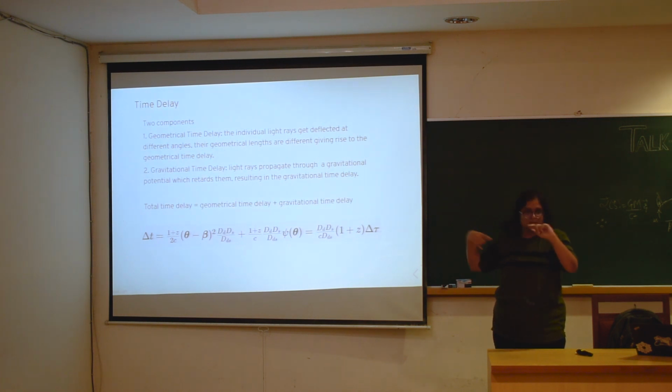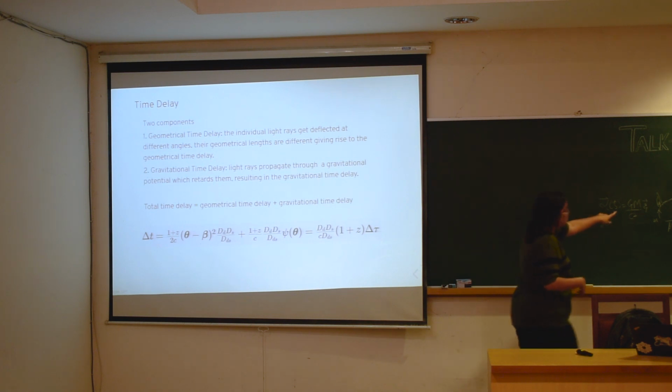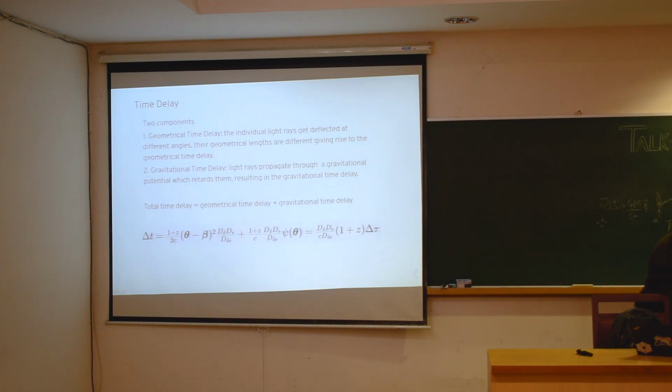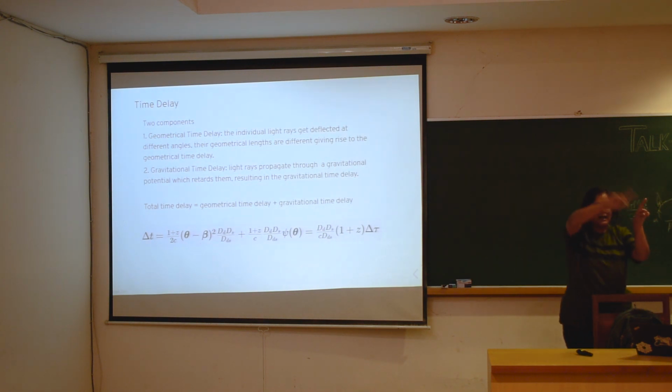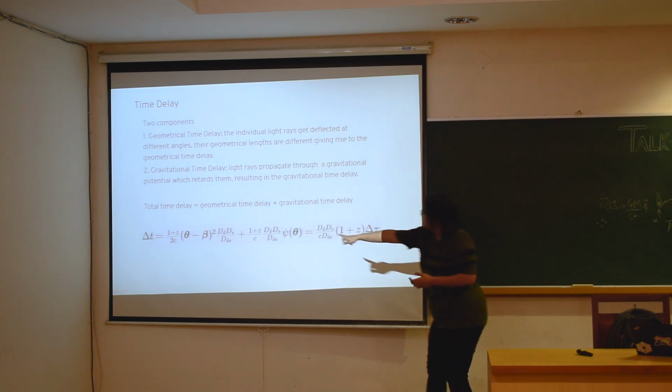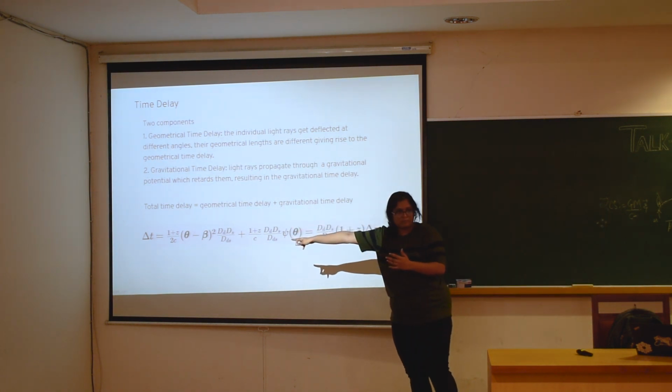One is the geometrical time delay. As you can imagine, the light is taking different paths. So this is one of the paths. This light might take another path, and because the impact parameter is changing, the reflection angle will change, and because the reflection angle is changing, the path length that each bunch of light rays will take will be different. And because the path length is different, it will take different time to reach us. That is the geometrical time delay, which is given by this first equation before the plus.